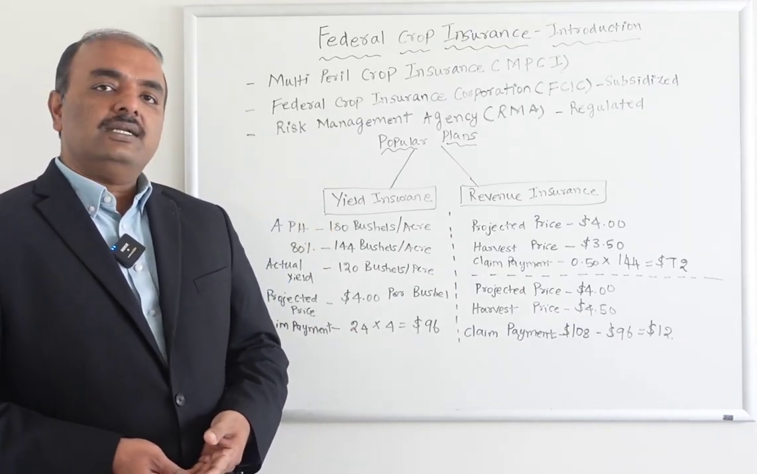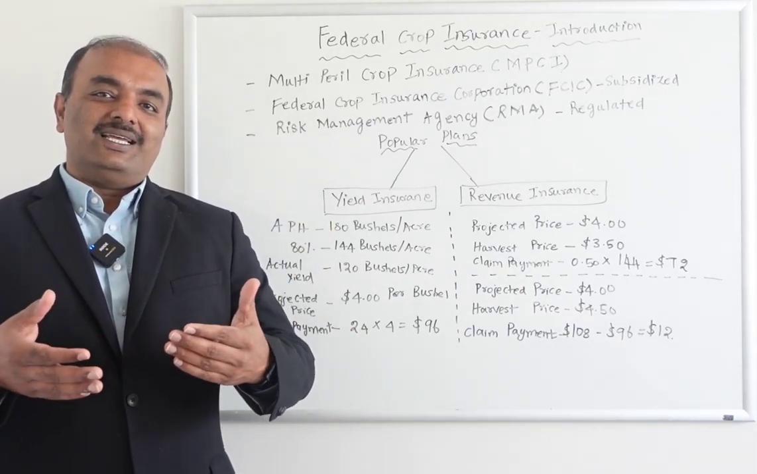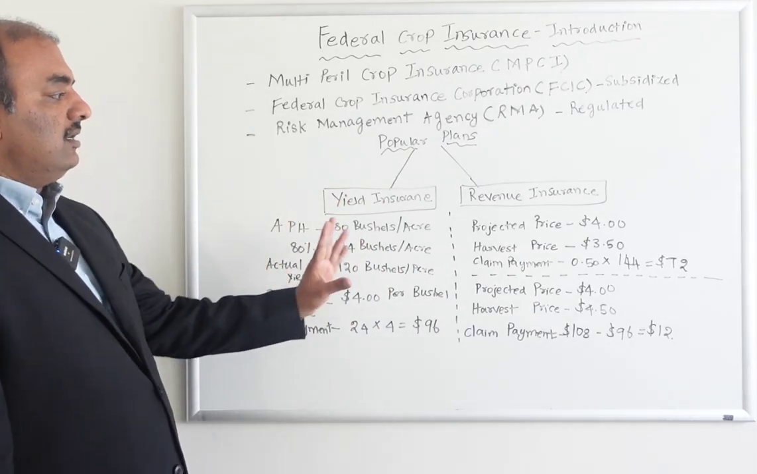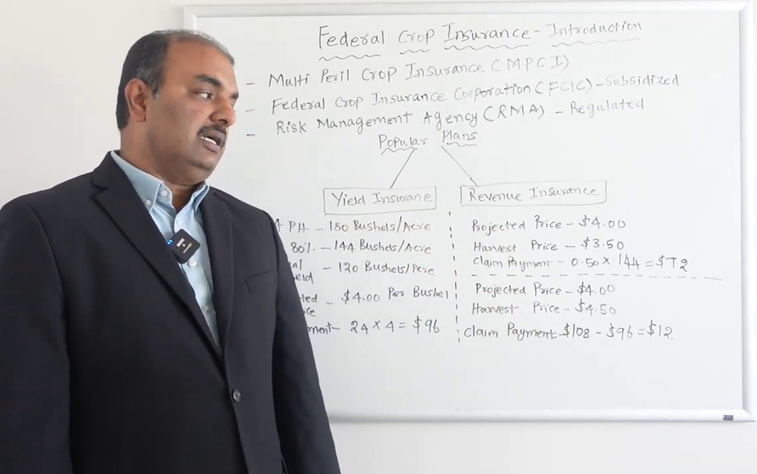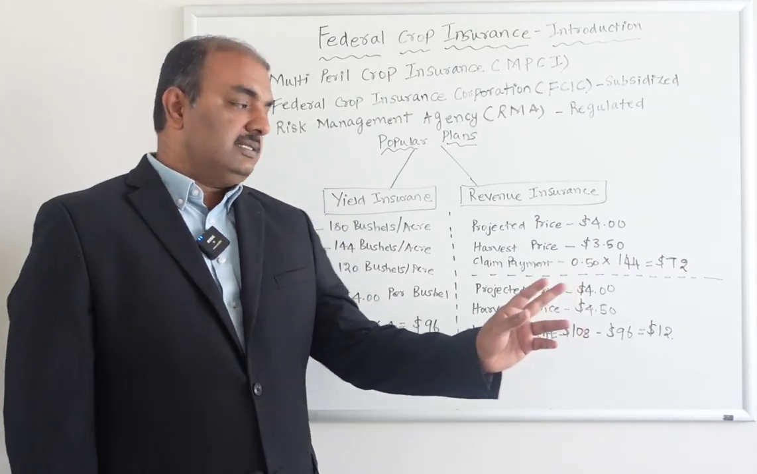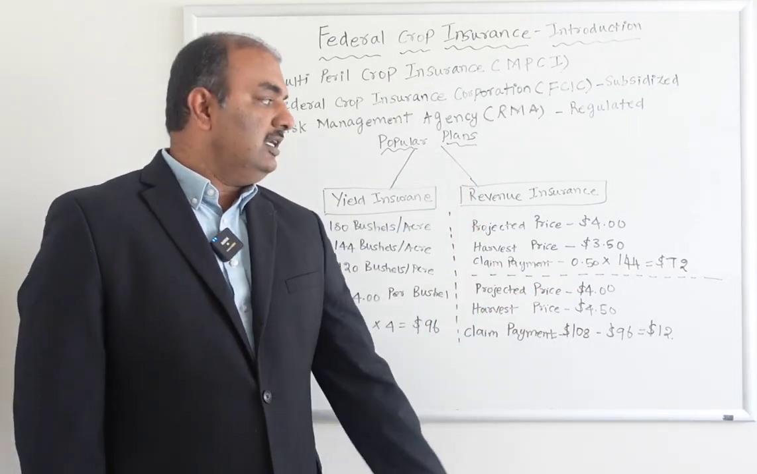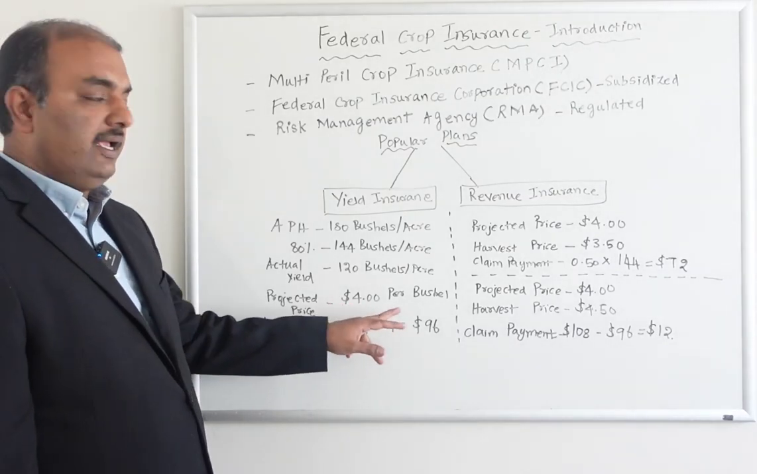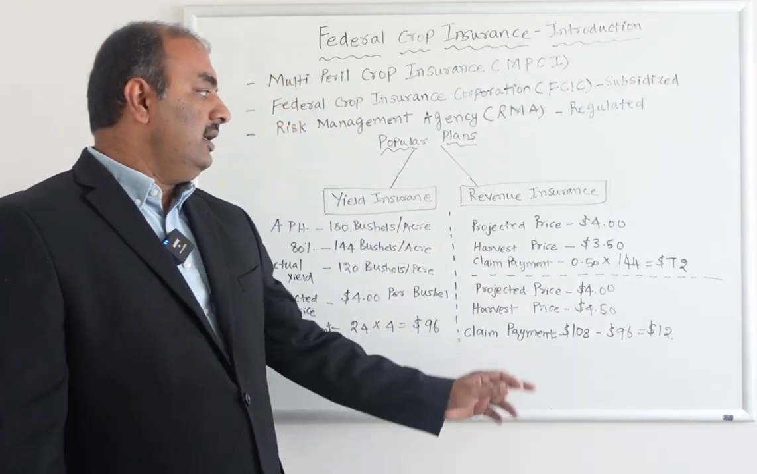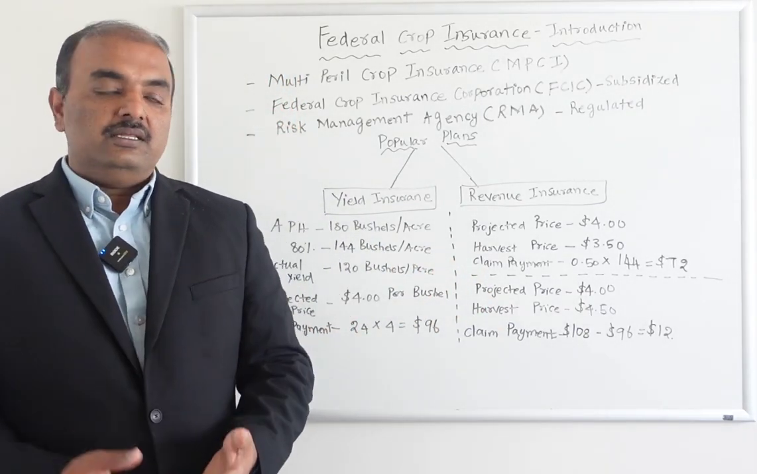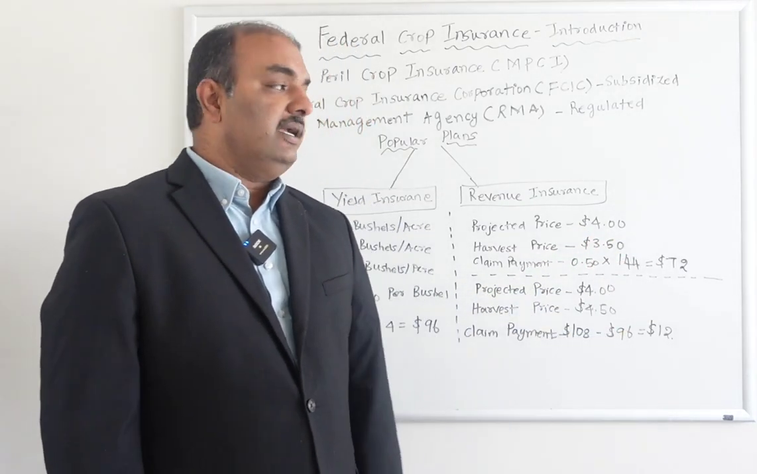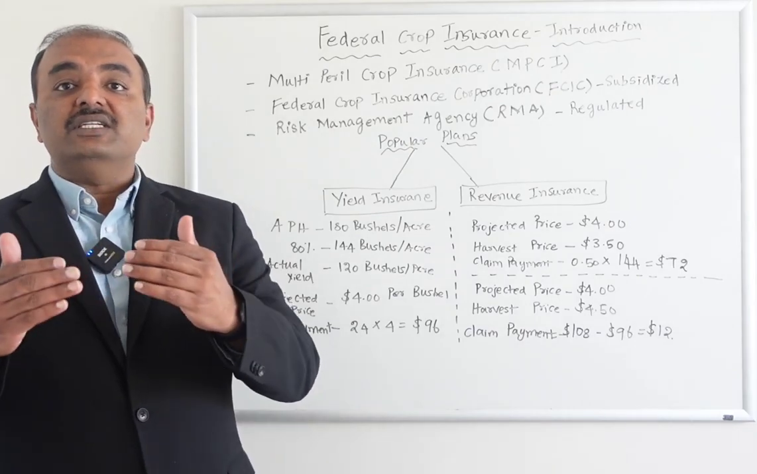Now there is another plan called the revenue plan. This is like a special plan. It covers the yield insurance, plus it also covers the revenue. When I say revenue, let's see an example. This is the total yield. What happens if the projected price, in this case, decreases? Say you have a projected price of $4 per bushel. Now when you harvest the crops, the committee determines that at that point in time it is only $3.50 per bushel. That means the farmer is losing 50 cents per bushel.